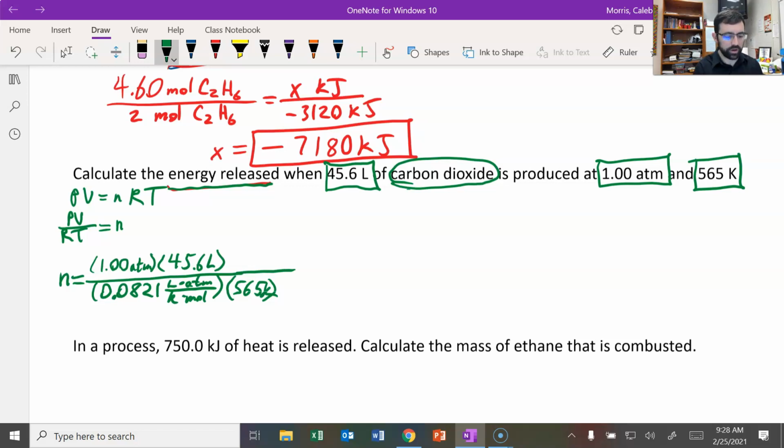By the way, if you look, our Kelvins cancel out, the liters cancel, the atmospheres cancel, and moles are what's going to be left on the other side, so it makes sense that we would end up with moles as our answer. n equals 1 times 45.6, divided by 0.0821 and 565. You're going to end up with 0.983 moles.